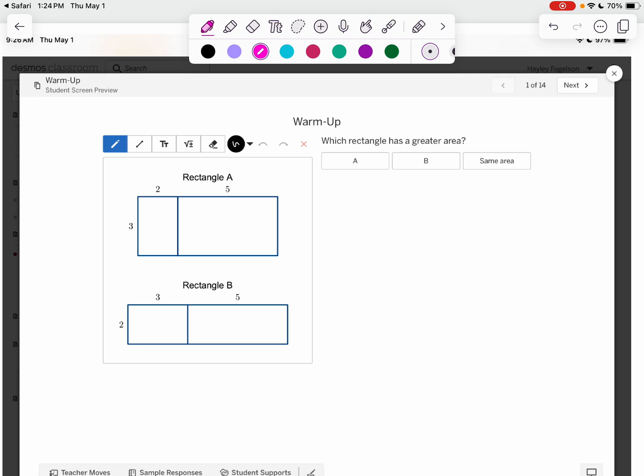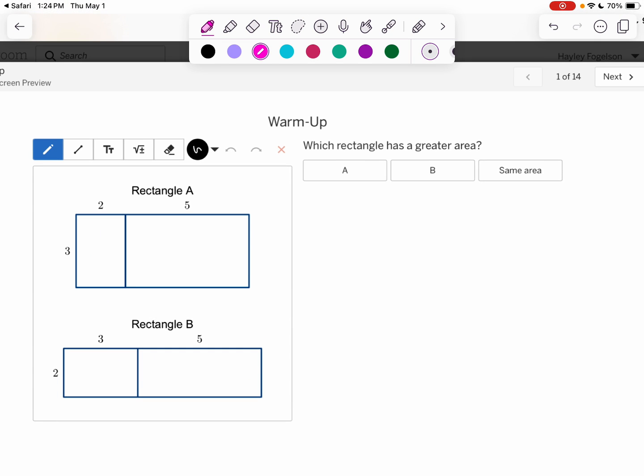So here we go. I'm not going to go through the entire lesson with you, but I'm going to go through a lot of it. All right, so the warm-up. Which rectangle has a greater area? Take a second, pause the video, and see if you can figure out which rectangle has the greater area.